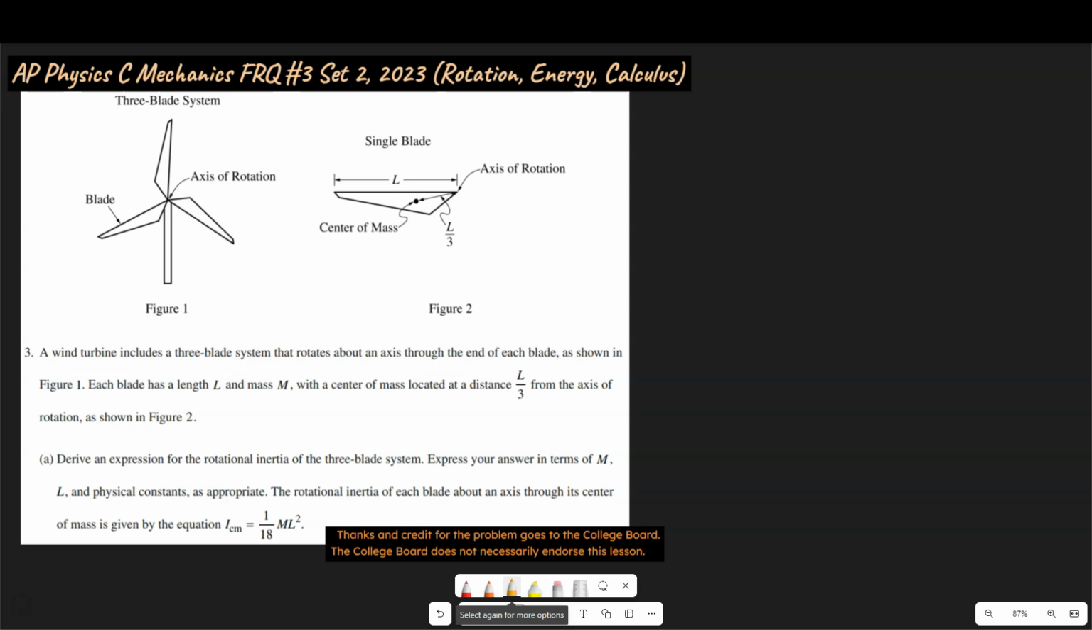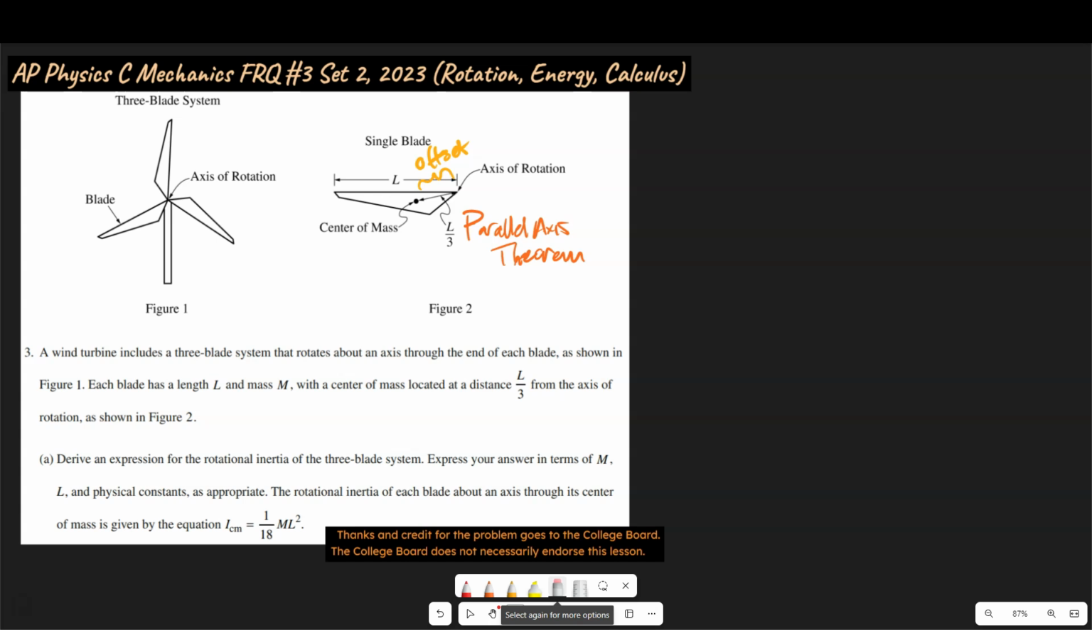So it says a wind turbine includes a 3-blade system that rotates about an axis through the end of each blade as shown in the figure. Each blade has a length L and mass M, with center of mass located at a distance of L over 3 from the axis of rotation as shown in figure 2. So check this out. There's an offset right here from the axis of rotation to the center of the mass of the object. What does that imply? Well, that implies we're going to be using the parallel axis theorem.